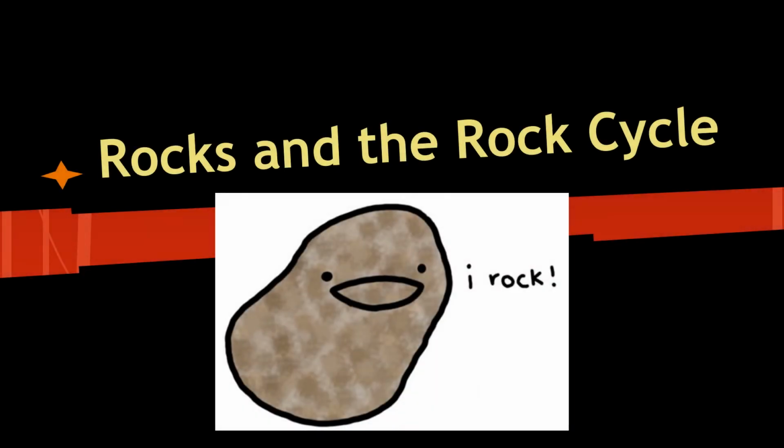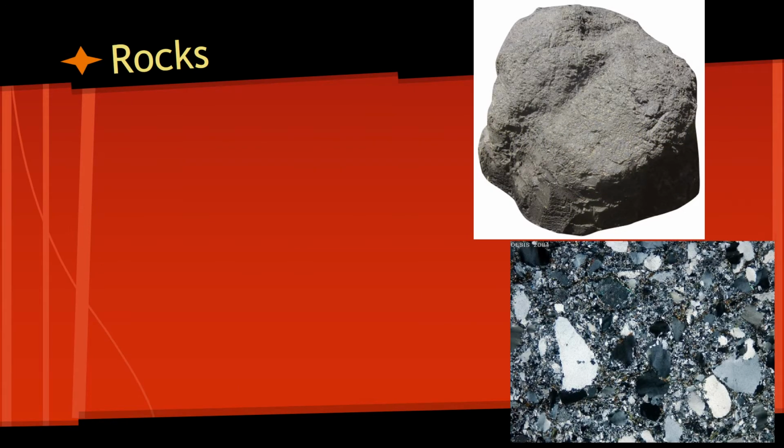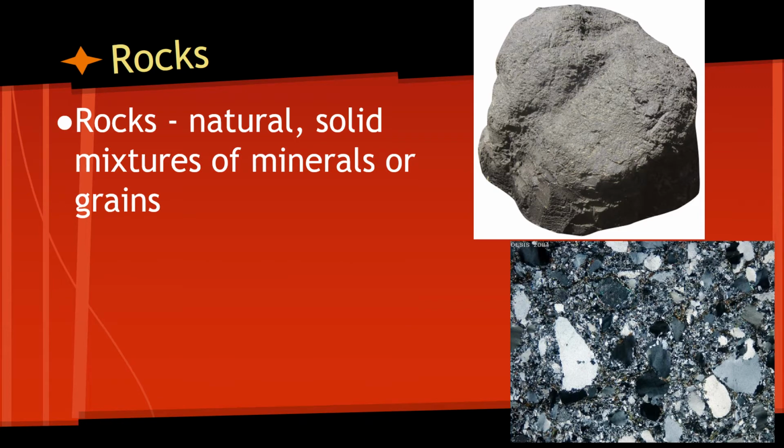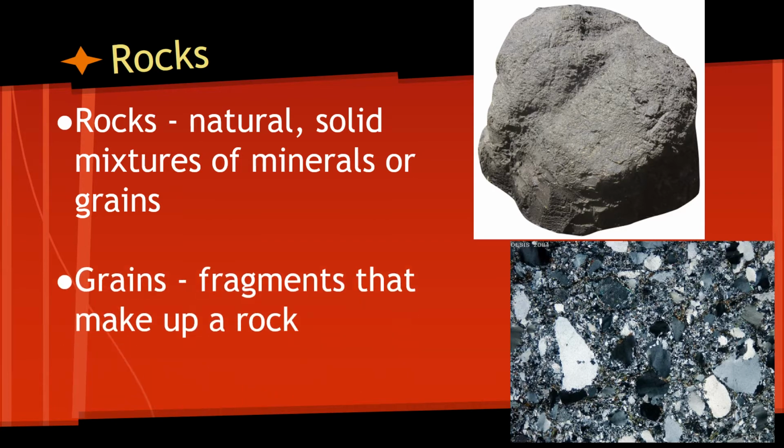Today we're going to talk about the rock cycle. Definition for rocks. Rocks are natural solid mixtures of minerals or grains. Grains are fragments that make up a rock. Sometimes they're also called sediments.